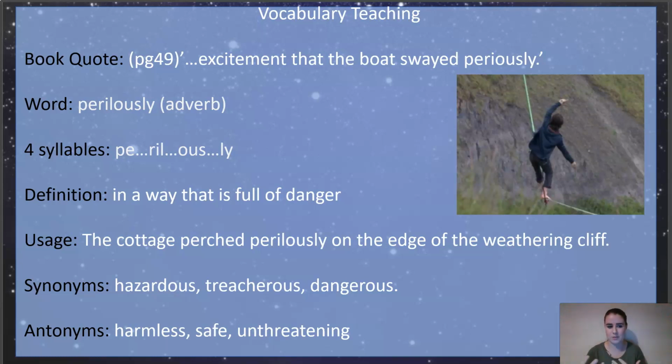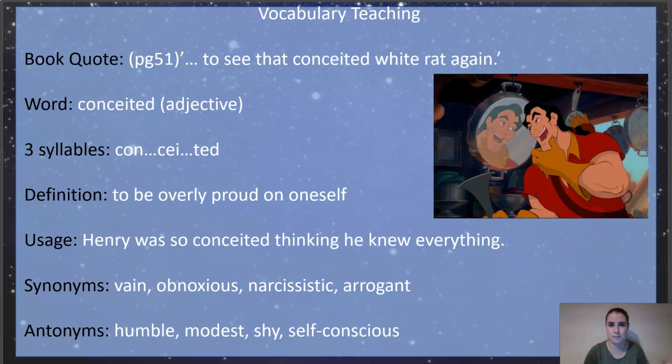Obviously, the opposite of that is where something would be harmless, it could be safe, very unthreatening, not dangerous in the slightest. So you could have that cottage right in the middle of the African continent. It's not going anywhere anytime soon. It's not going to fall off the edge of a cliff. So that is one of the words we're looking at today. So perilously. So it's the same as when something is full of danger.